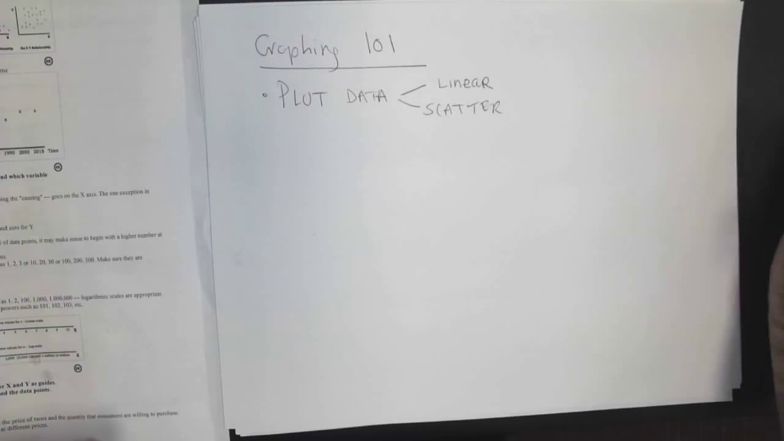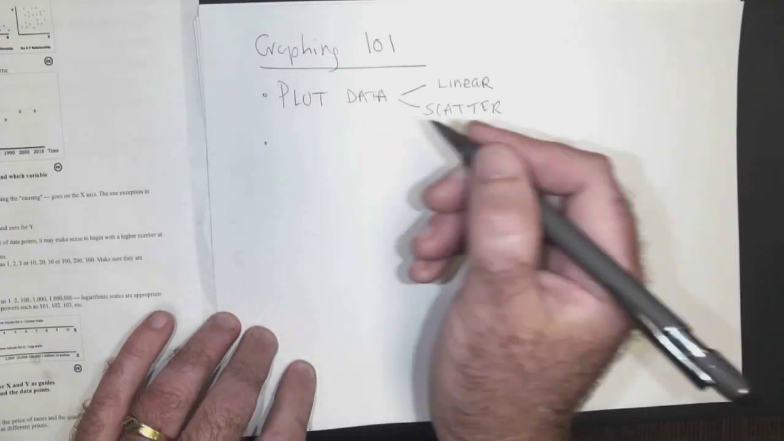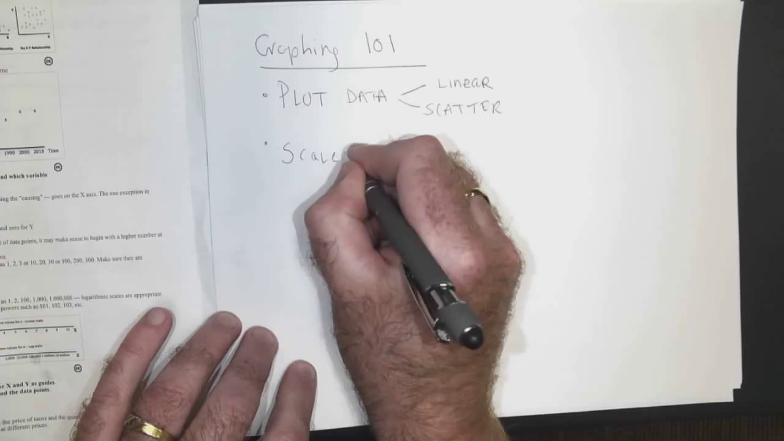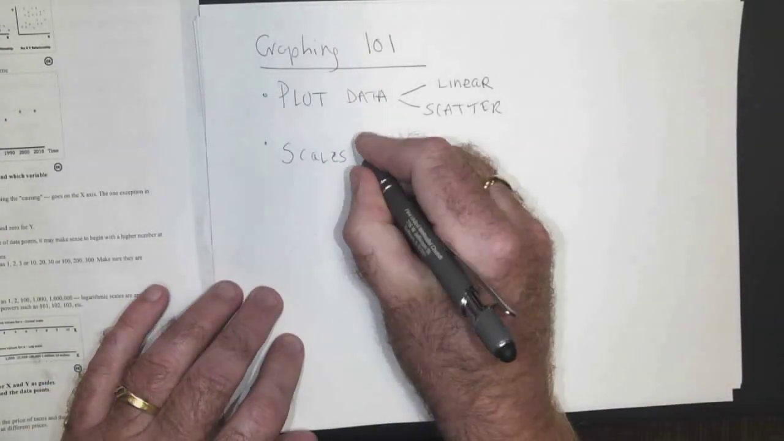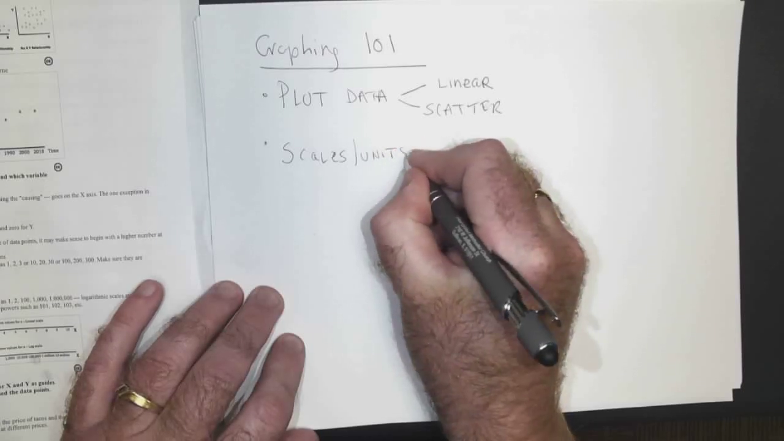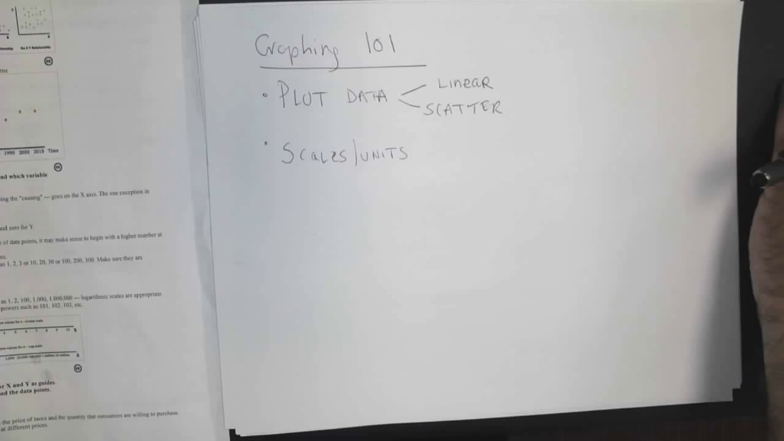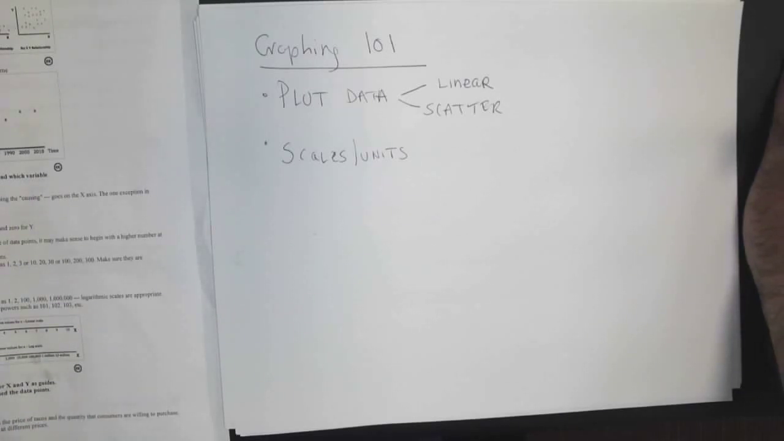So remember, when you're drawing your x and y axis, you also have to figure out, okay, what are your scales? What are your units going to look like? And the reason why I bring this up is because you may not want to start from 0 and go all the way up to the number that you're looking at.